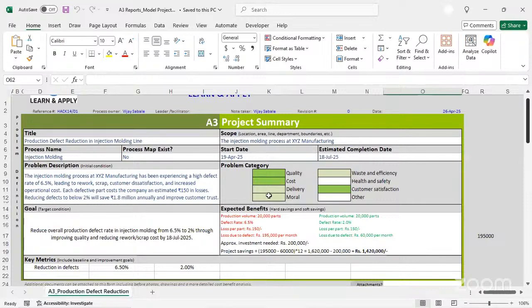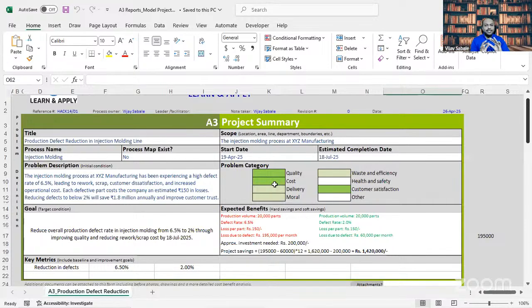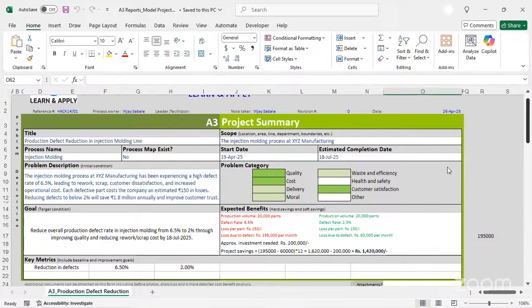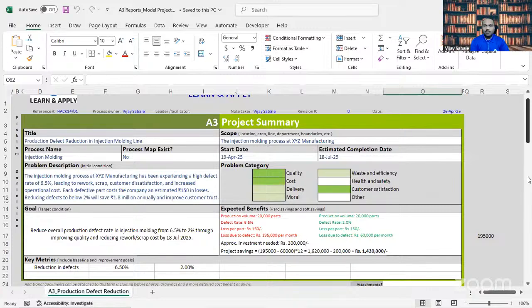Yes, sir. This is just the things that I'm going to update here. A3 is our summary report, right? So we are going to summarize everything here. Now, the next thing is the attachments we are going to have, like the capability analysis report, fishbone diagram, and the root cause analysis we just did. We can provide that in the attachment section.